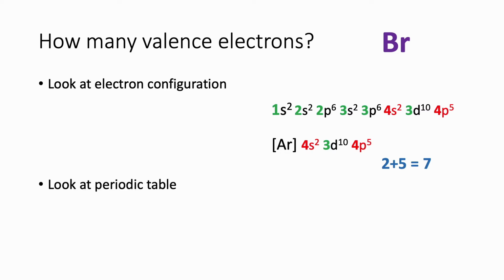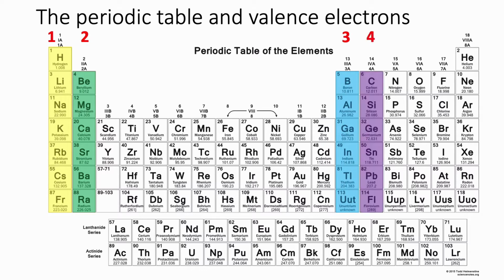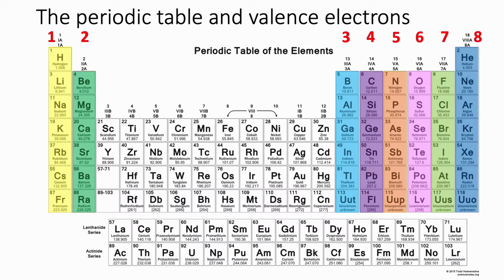The other way you can figure out valence electrons is by looking at the periodic table. Again, this is tied into what we talked about with the periodic table and electron configurations. I'll try and drop that link down below. And so basically, if you're in group 1, you're going to have 1 valence electron. If you're in group 2, you're going to have 2 valence electrons. If you're in group 3, you're going to have 3, 4, 5, 6, 7, and 8.